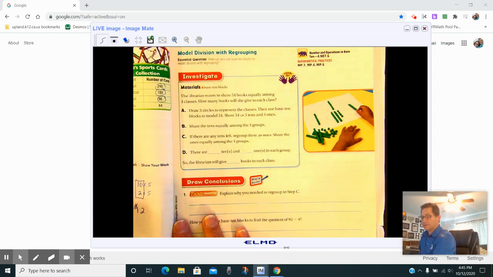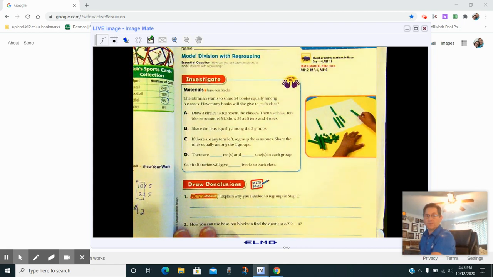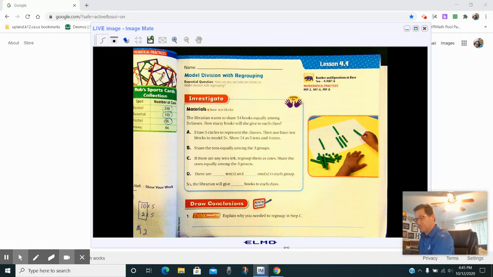Hello. So in today's lesson, we're talking about modeling division with regrouping. We're in lesson 4.9 of your fourth grade textbook on page 177.